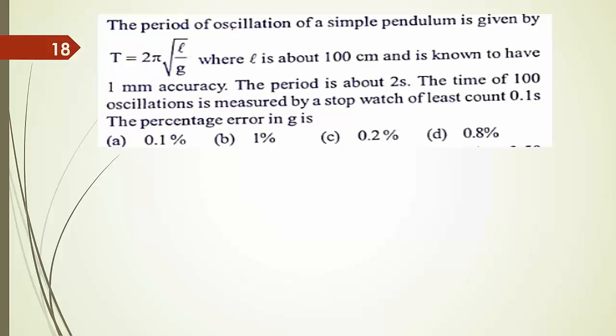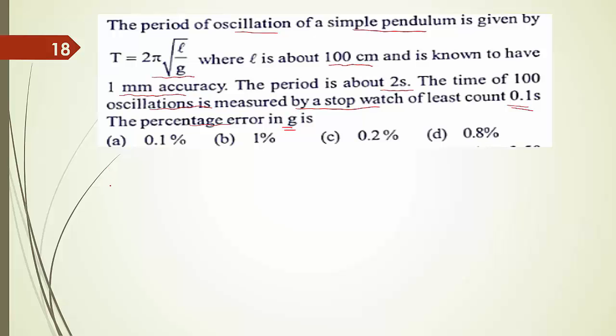18th question. The period of oscillation of a simple pendulum is given by T equal to 2 pi root of L divided by g, where L is about 100 centimeter and is known to have 1 millimeter accuracy. The period is about 2 seconds. The time of 100 oscillations is measured by a stopwatch of least count 0.1 second. The percentage error in g is? Yes, we have to find the percentage error in g.